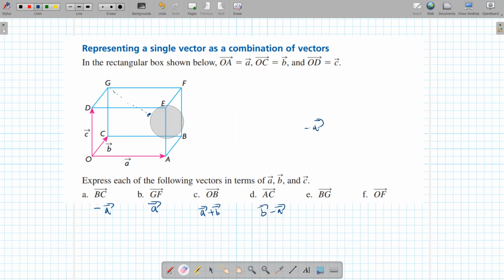Last question for the day. Yay. OF. Now, OF might take you more than three steps. We're starting here and we're going all the way to the other end up there. Tell me, what is it made up of? There are multiple ways to get there. You could go O to B, yeah. How do you get to OB? Break that down.